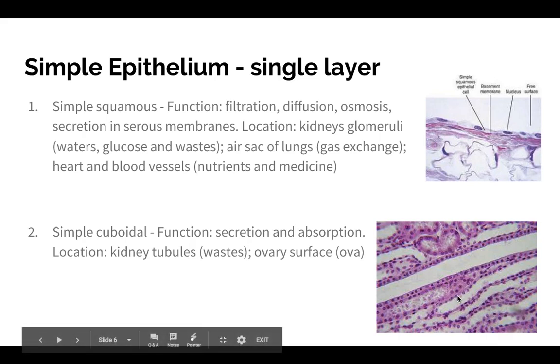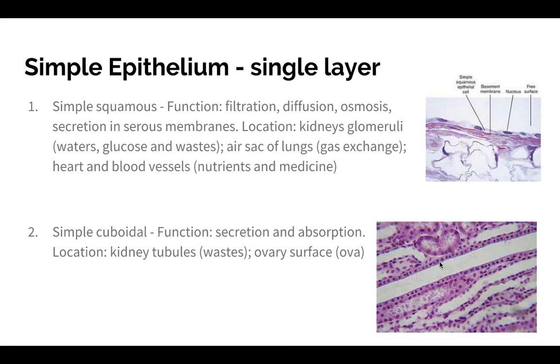Now, next, we have a simple cuboidal here, like I just mentioned. I want you to take a look at these slides here. Notice how the cells are thicker compared to these flattened ones here. They are thicker and they have more of a cube-like shape. All right, but it's still a single layer.